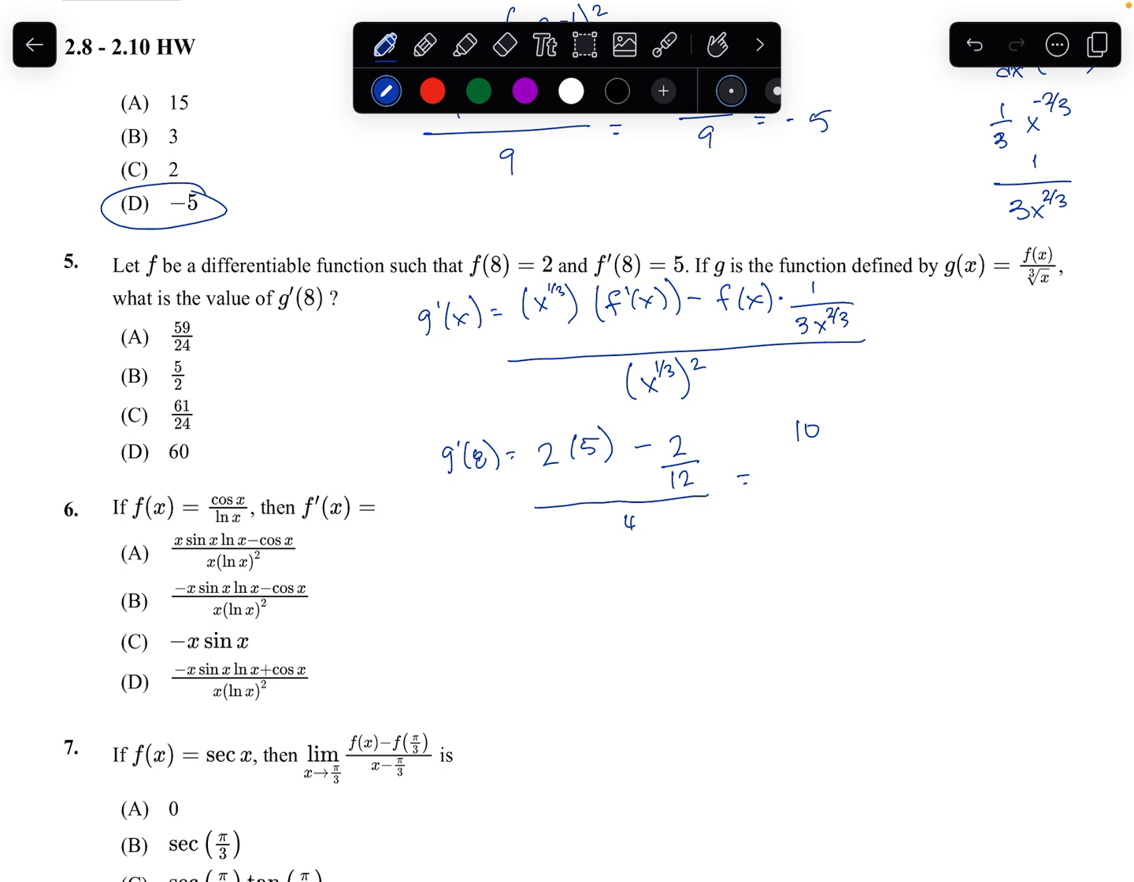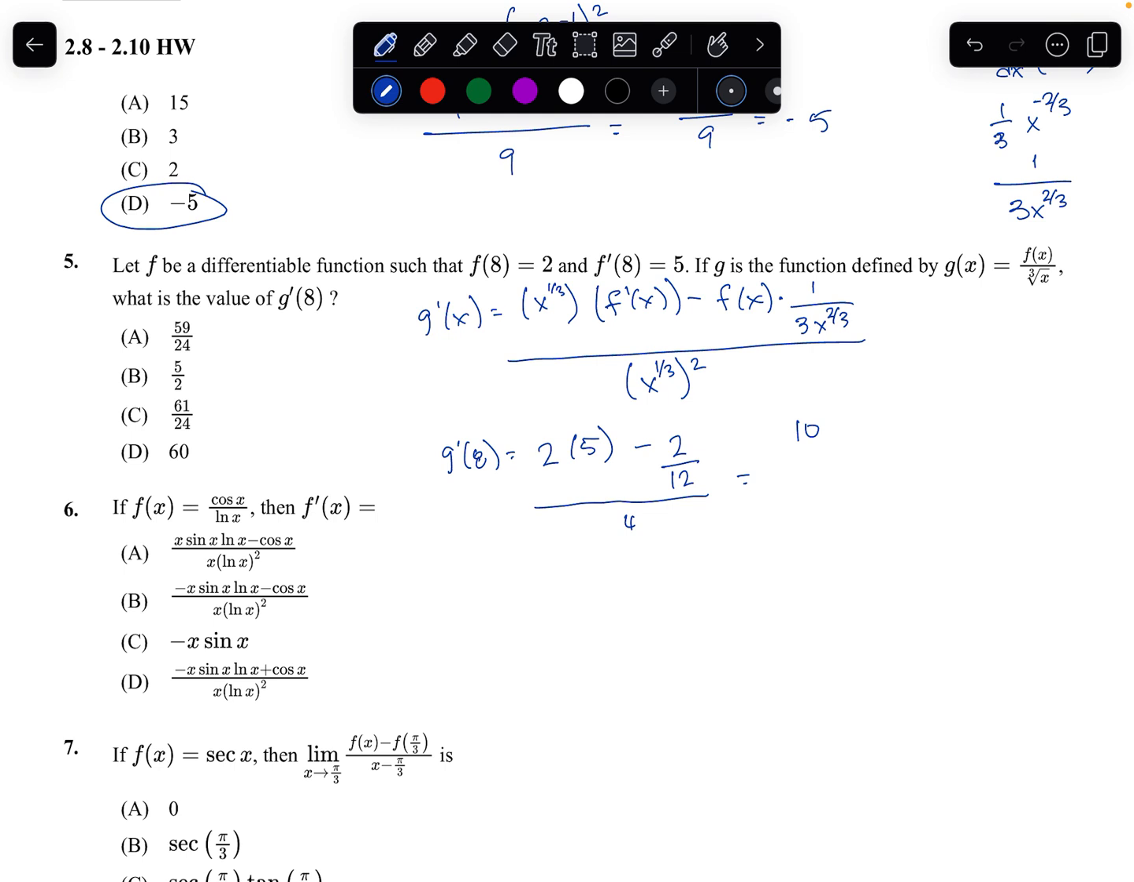I feel like I did something wrong. Something's not quite sitting right. No, I think we're good.